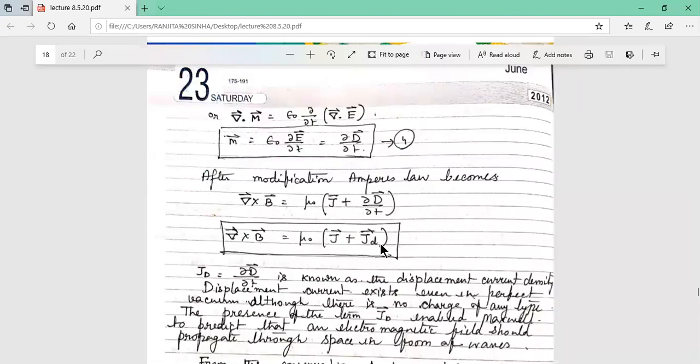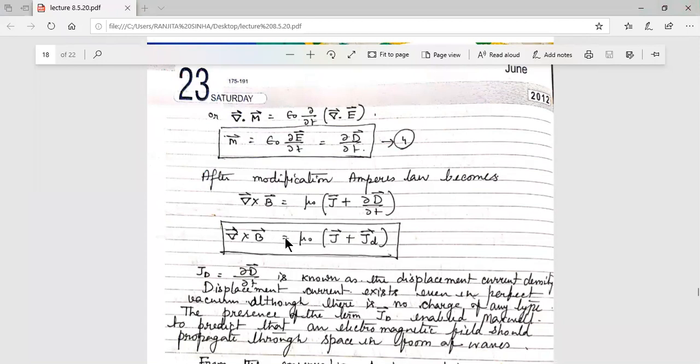I explained when I was discussing displacement current that there are two types of current, displacement current and conduction current. Here J is the current density due to conduction current, and JD equals del D by del T, which is known as displacement current density. Total current is the sum of displacement current density and conduction current density.